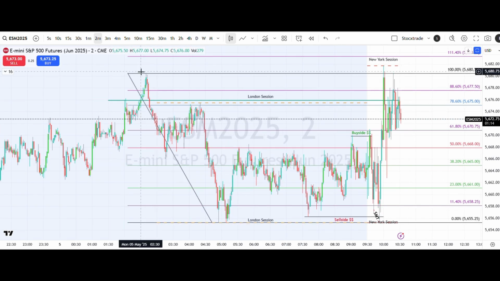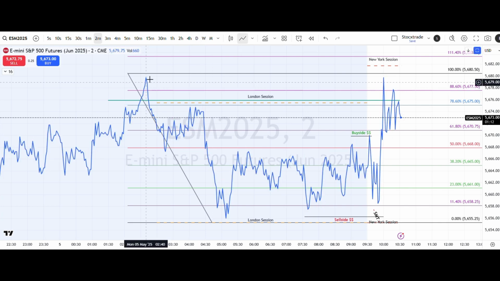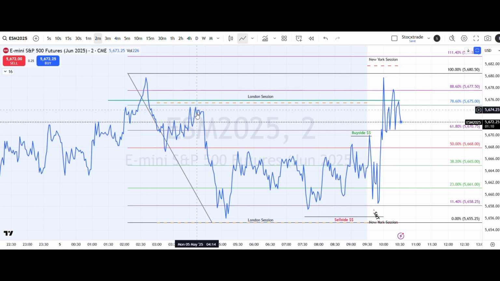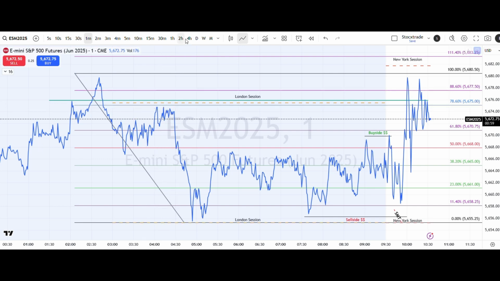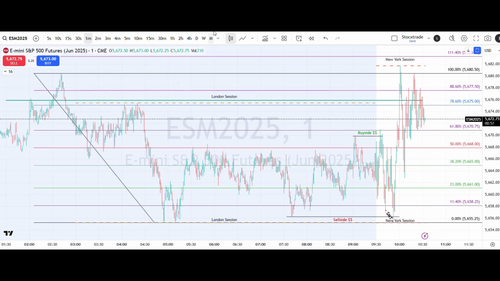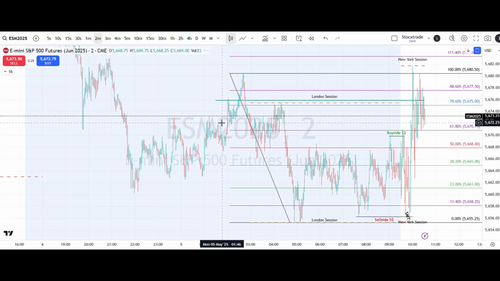Because if you see, these were the engineered liquidities which the market has already left. If you see this double top, in 2 minutes, in 1 minute, it is more clear. If you see, there are so many liquidities, stop losses were there. So price needs to go back just to hunt these stop losses.